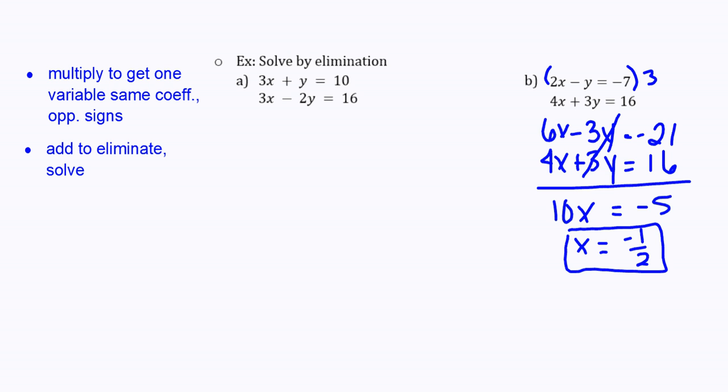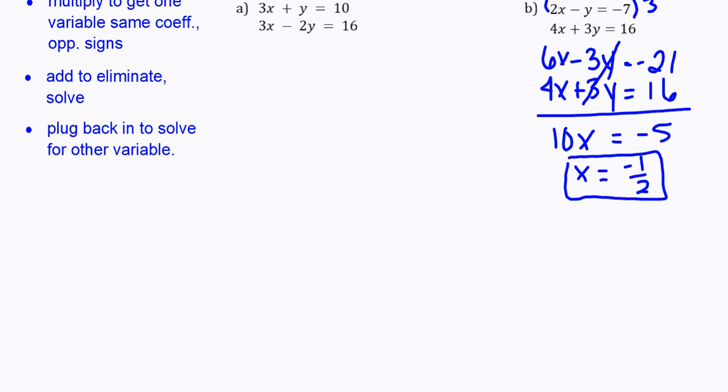The thing I want to be careful of is that x is not the whole story. I need a y value as well. So I do want to make sure that I go back and plug in and solve for the other variable as well. So I'm going to take this negative 1/2 and plug it into one of the original equations. And again, it doesn't matter which, as long as I get a value. So let's plug this back into the first original equation.